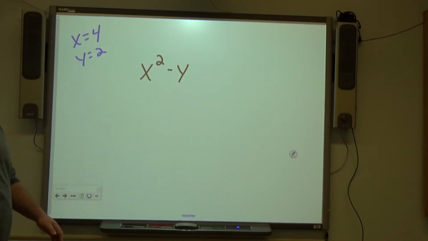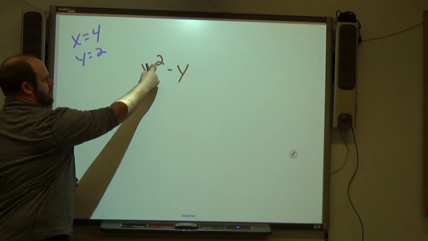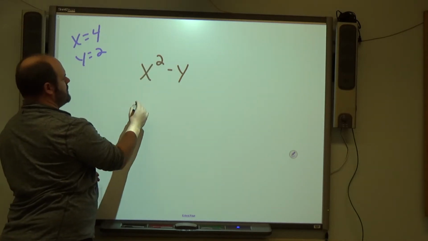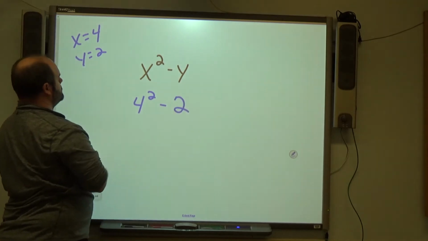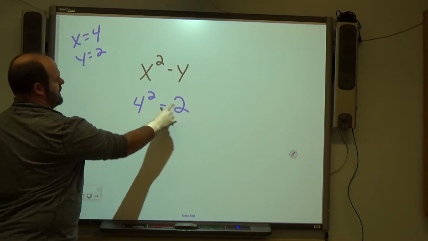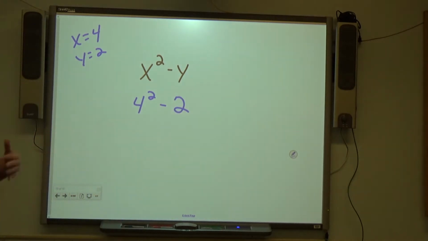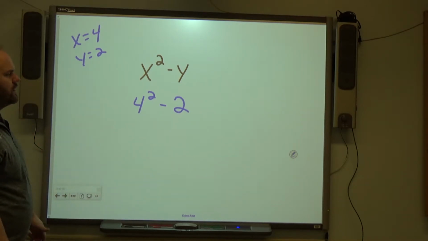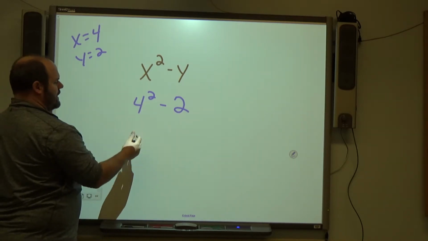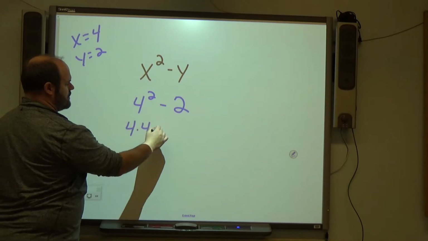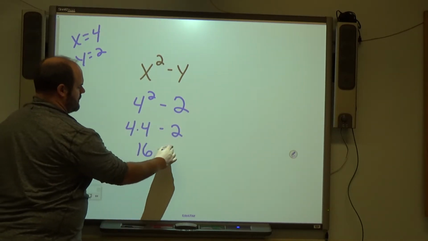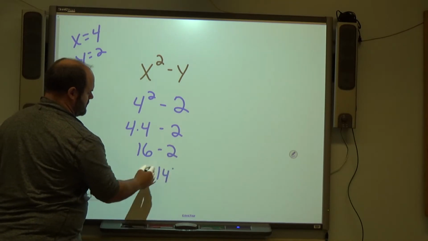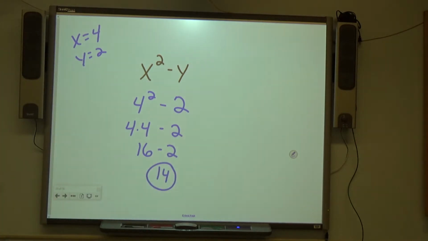Okay, once again, x equals 4, y equals 2, and now we're given a power, so we have 4 squared minus 2. X is 4, y is 2, substitute them in, and now go ahead and solve or evaluate. 4 squared, remember that is 4 times 4, minus 2. 4 times 4 is 16, minus 2 gives us 14.